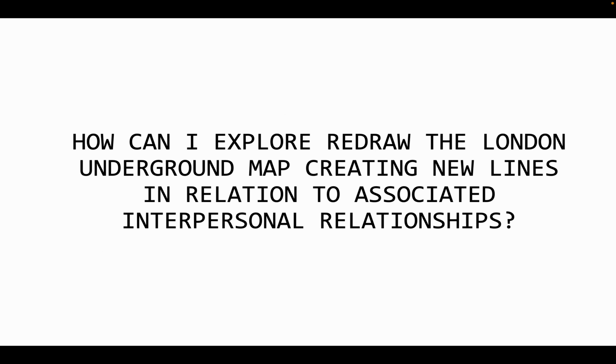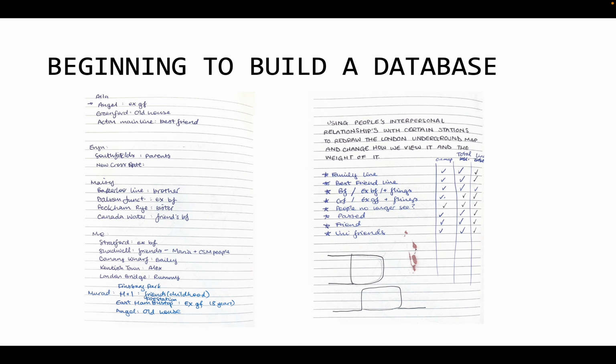But I came to this question, and that would be, how can I explore and redraw the London Underground map, creating new lines in relation to associated interpersonal relationships? So I began building a database, and this was actually before I settled on that question. This was me kind of going out of interest. What do people say? Just jotting it down in my notebook, seeing what's there.